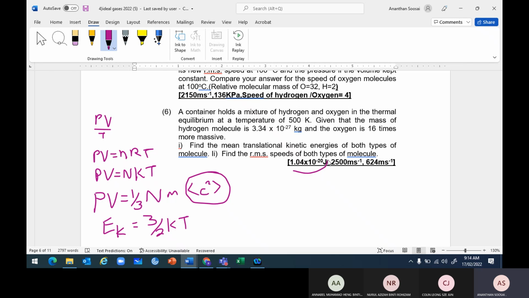So the kinetic energy should equal to what? Equals half m times the mean square speed. It equals this value, right? So find the mean square speed first. The mass is given in kilograms. Then root it, you should get 2,506.24.